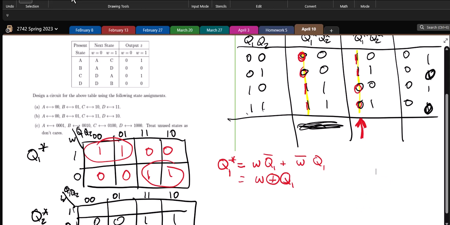Anyway, when W is 1, the second column here is Q2 star. When Q1, Q2 is 0, 0, Q2 star is 0. When Q1, Q2 is 0, 1, Q2 star is 1. When Q1, Q2 is 1, 0, Q2 star is 0, that one's all the way over here on the right. And when Q1, Q2 is 1, 1, Q2 star is 1.